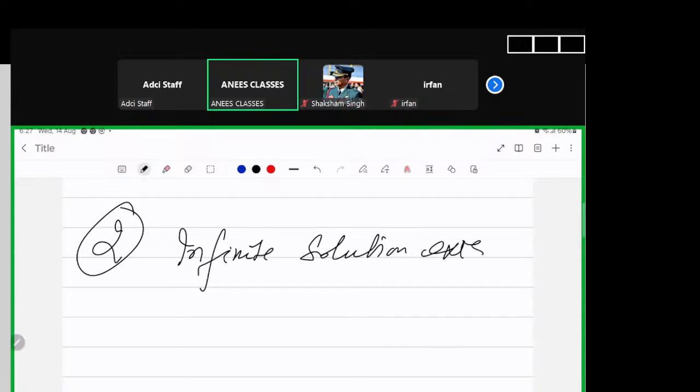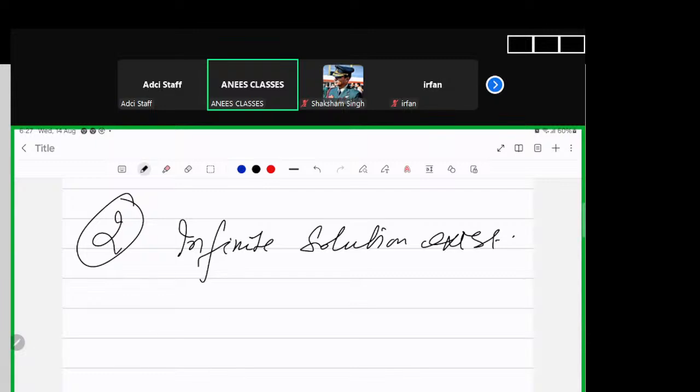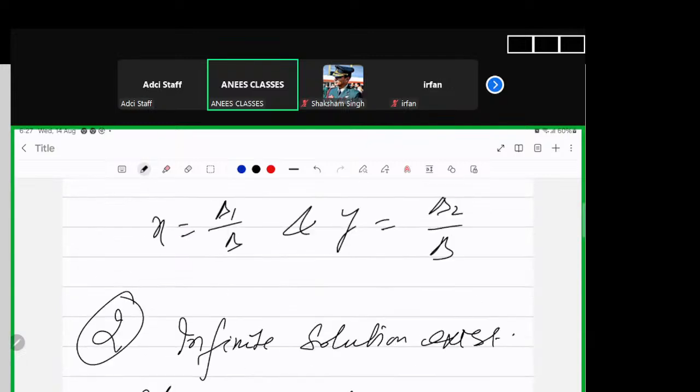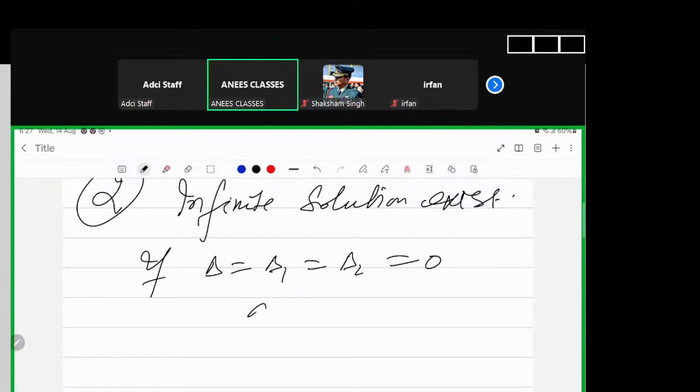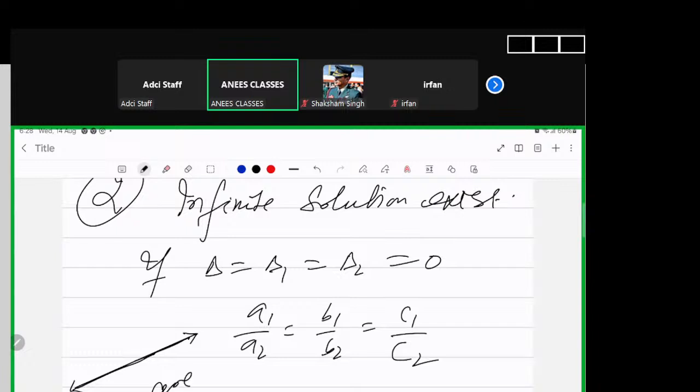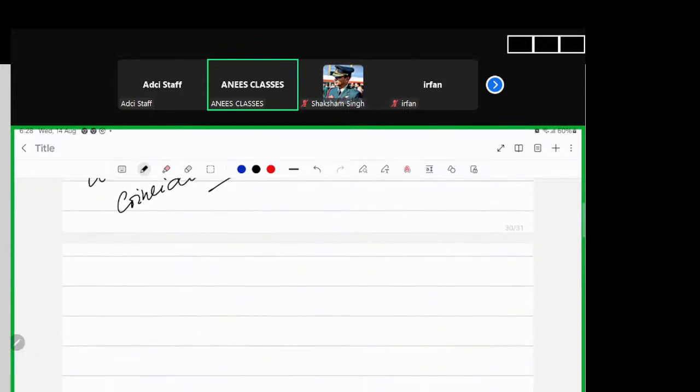Infinite solution exists. So if delta equal to delta 1 equal to delta 2 equal to 0, infinite solution exists. That means A1 by A2 equal B1 by B2 equal C1 by C2. This is called lines are coincident. Lines are coincident.